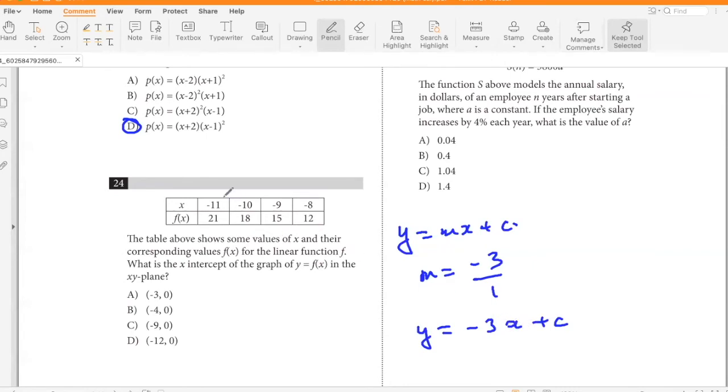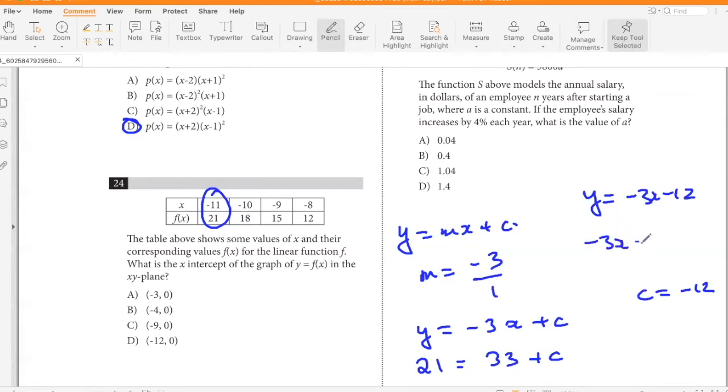And then let's put -11 comma 21. So 21 is 33 plus c. So c is -12. So my equation becomes y is minus 3x minus 12. Now for the x-intercept, I'll put y as 0. So minus 3x is 12. So x is -4. So (-4, 0) is the x-intercept.